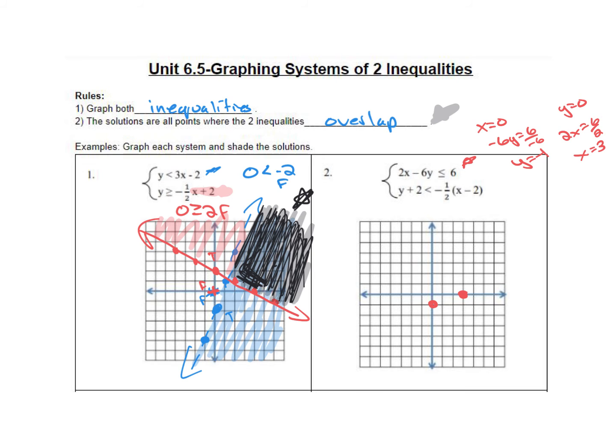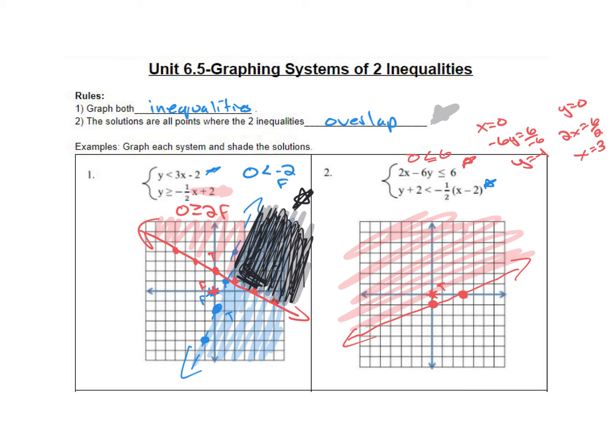Equal sign means this is going to be a solid line. And then, of course, we want to test our solution. So if we plug in 0, 0, is 0 less than or equal to 6? Well, that is true. So again, we're going to shade lightly here. And I'm going to switch colors to graph this blue one.